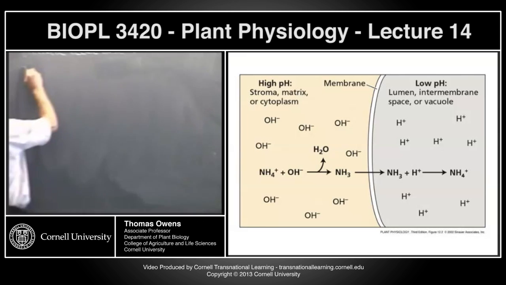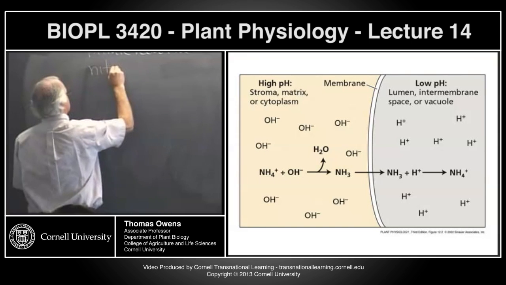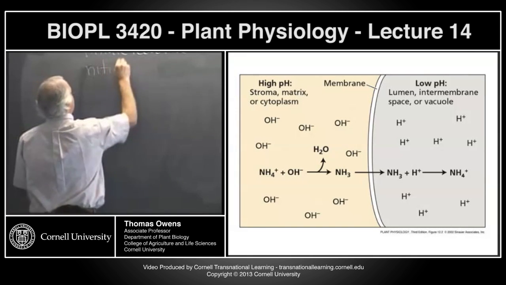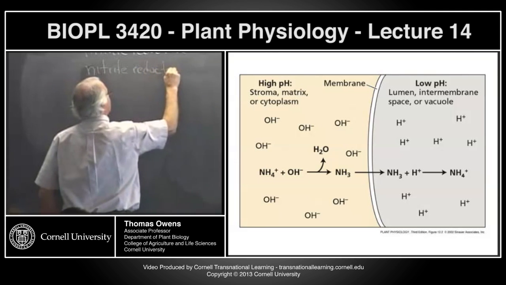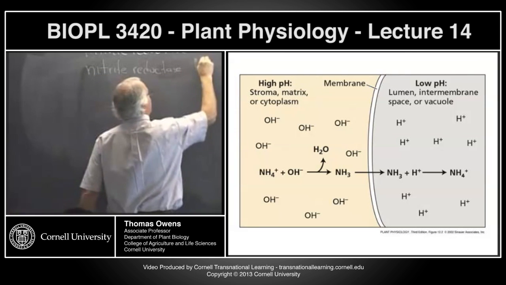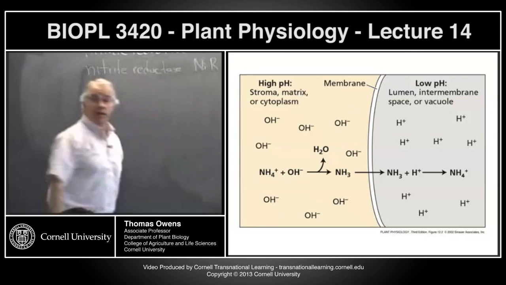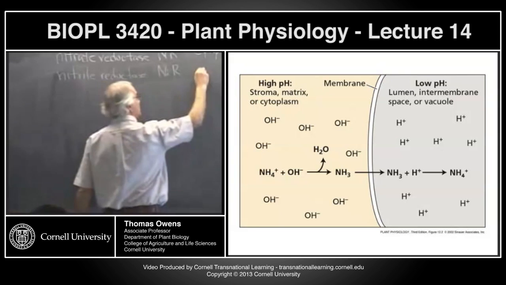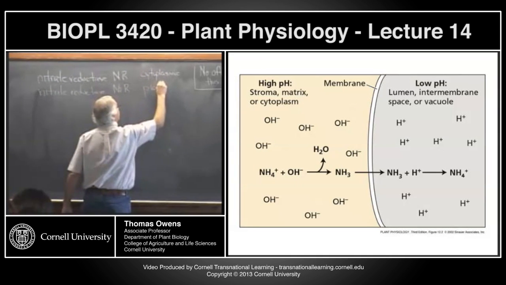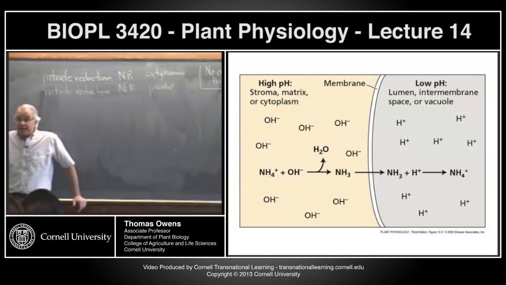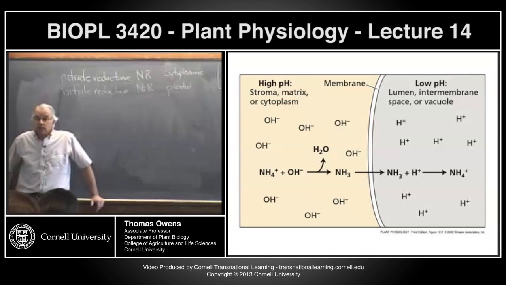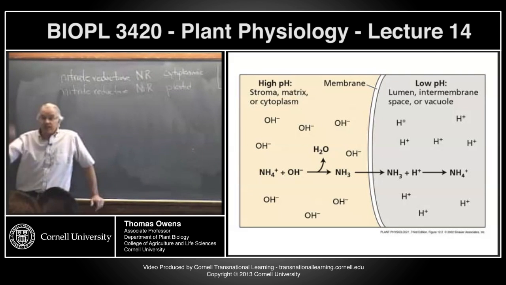And that's catalyzed by the enzyme nitrite reductase, abbreviated NIR. And nitrite reductase is a plastid enzyme. If nitrite is reduced to ammonia in the leaves, it happens in chloroplasts. If it's reduced in the roots, it happens in proplastids, the progenitors of chloroplasts, because there are no chloroplasts in the roots.